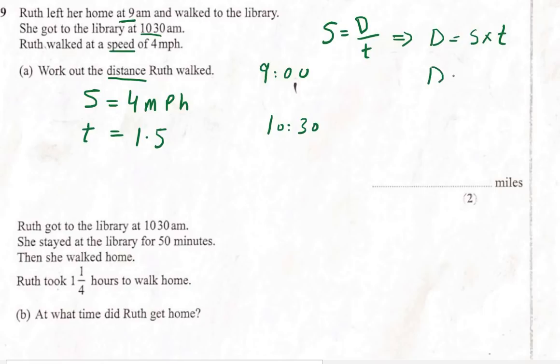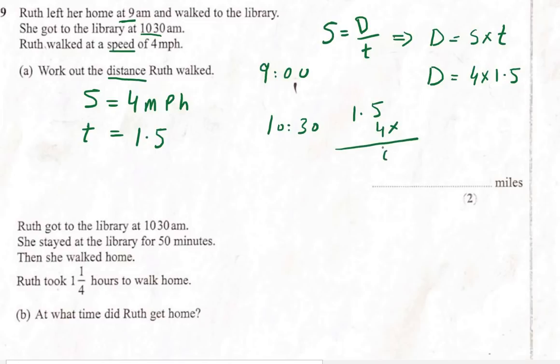So d is equal to, if you show your working out like this, you get 1 mark. So s is 4 times 1.5. You can use the grid method or the column method. I'm going to use the column method. So 1.5 times 4.